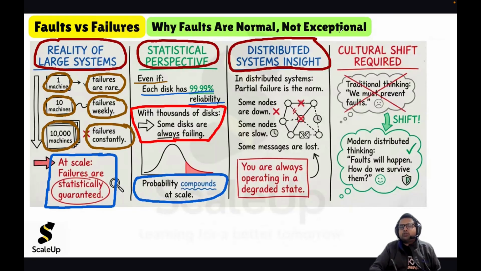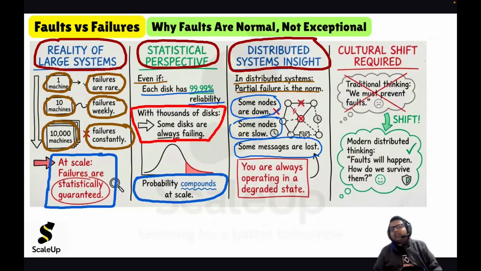So if we talk about distributed systems, in distributed systems, partial failure is the norm. When I talk about partial failure, I'm talking about some nodes being down. In a distributed system, partial failure is very normal. You will always see some nodes are down, or some nodes are slow, or some messages are lost. So these are examples of failures in distributed systems: some nodes are always down, some nodes are slow, some messages are lost. So in a distributed system, you're always operating in a degraded state.